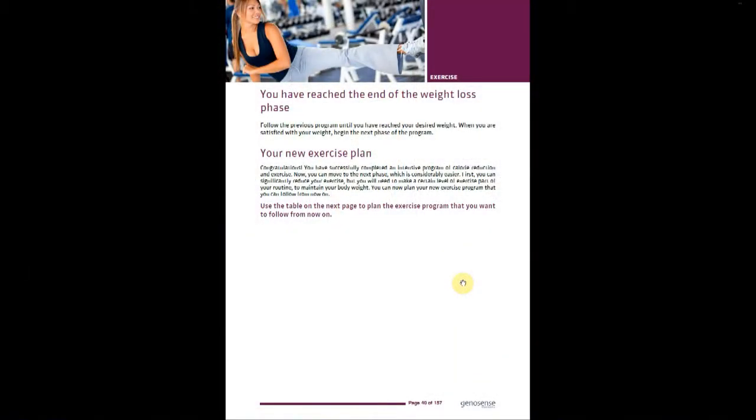Now, this page here will show you, or you will come to this page once you have reached your optimal weight. So, in case you're overweight, do start the program now, and then when you're done, you come to this page. And let me explain what happens now. First of all, congratulations, you've done what you wanted to achieve. The hard part is over.